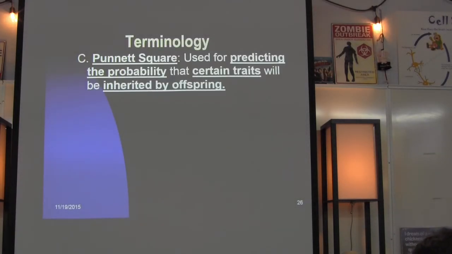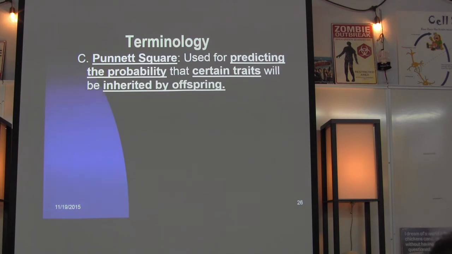So this is what we're talking about. When you think of a Punnett square, this is what we're working with in this unit. Today's all about how to do a Punnett square and the vocabulary that goes into creating one. The next lecture is about Mendel's laws and things like X-linked traits, like color blindness. When you think of a Punnett square, think of the P for probability or predicting. A Punnett square is used for predicting the probability that certain traits will be inherited by offspring.